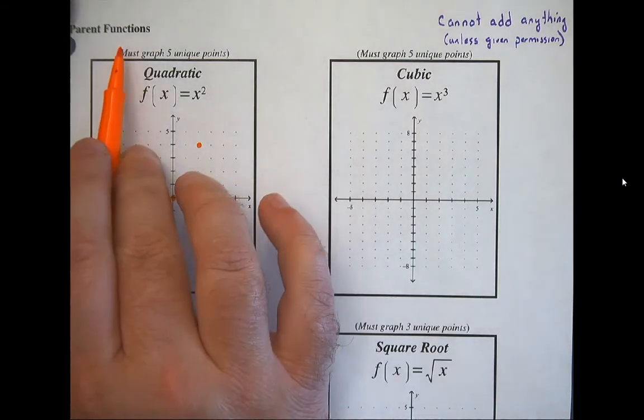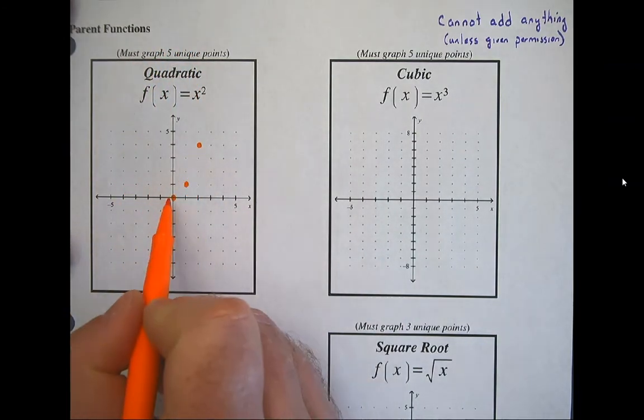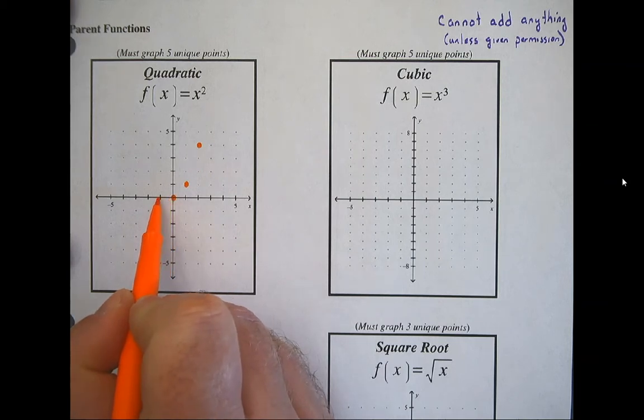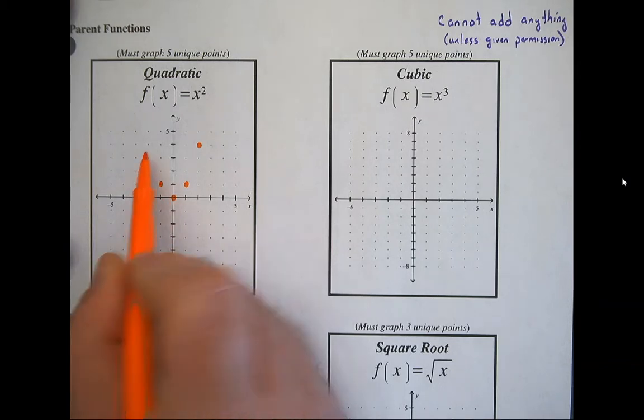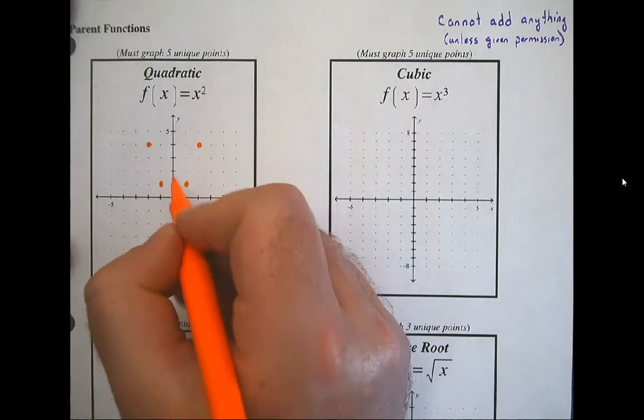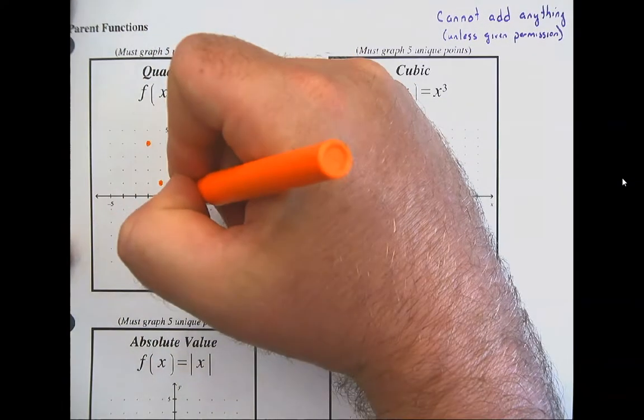Now look, this says you must graph 5 unique points. So we've got 3 of these points already figured out. Let's go the other way now. When I go -1, that's like taking -1 and squaring it. -1 squared is 1. And then -2 squared is 4. And that's why we get this sort of curvy shape called a parabola.